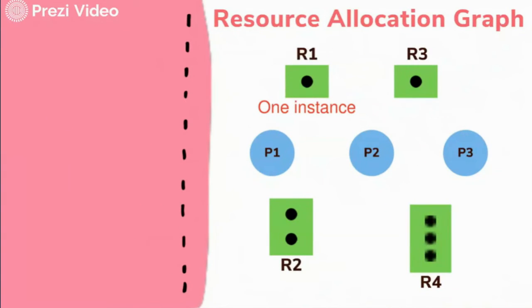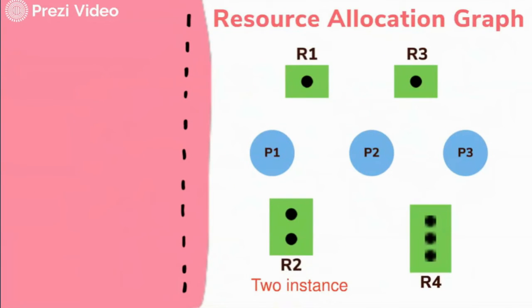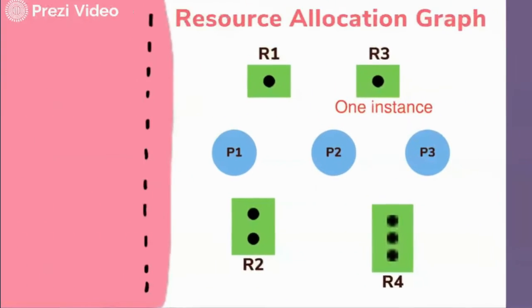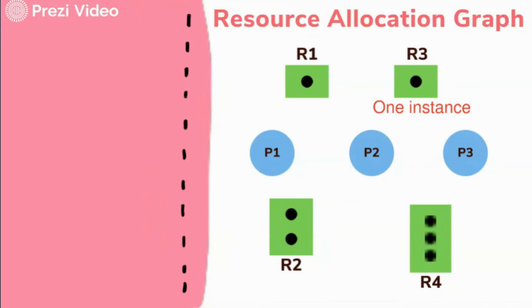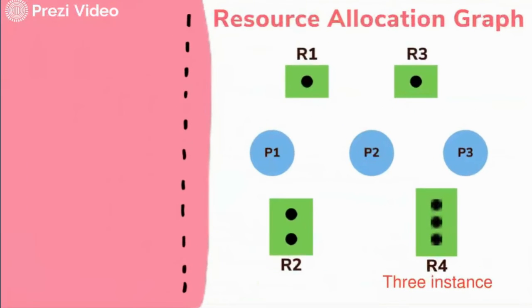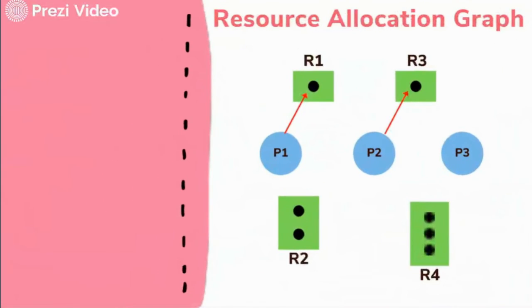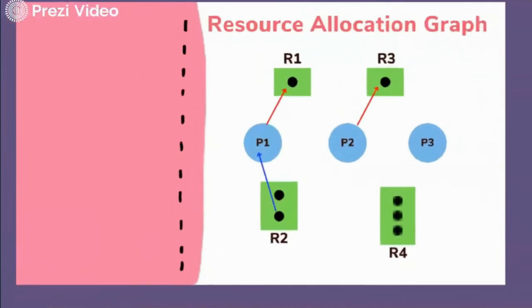And here R1 is a resource type having one instance, R2 is a resource type having two instances, R3 is a resource type having one instance, and R4 is a resource type having three instances. And now the processes P1 and P2 are requesting the resources R1 and R3 respectively.